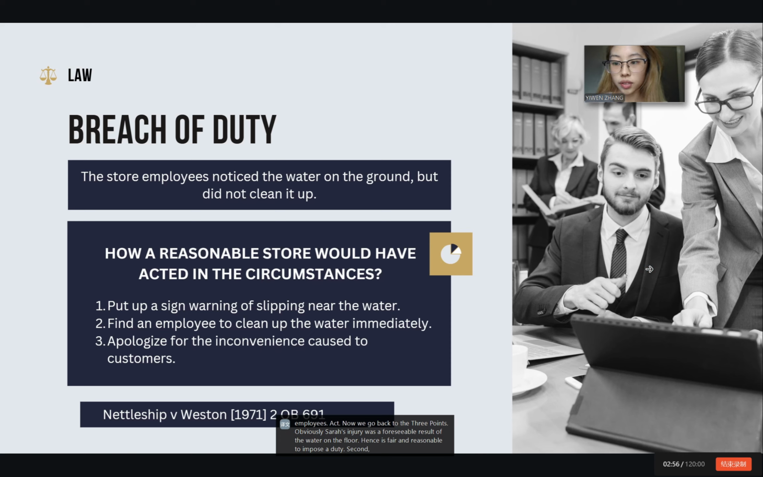Second, breach of duty. The store employees noticed the water on the ground, but did not clean it up, so they breached the duty. A reasonable store would put up a sign warning of slipping near the water, and then find an employee to clean up the water immediately. Finally, they would apologize for the inconvenience caused to customers. Here is the relevant case about breach of duty.